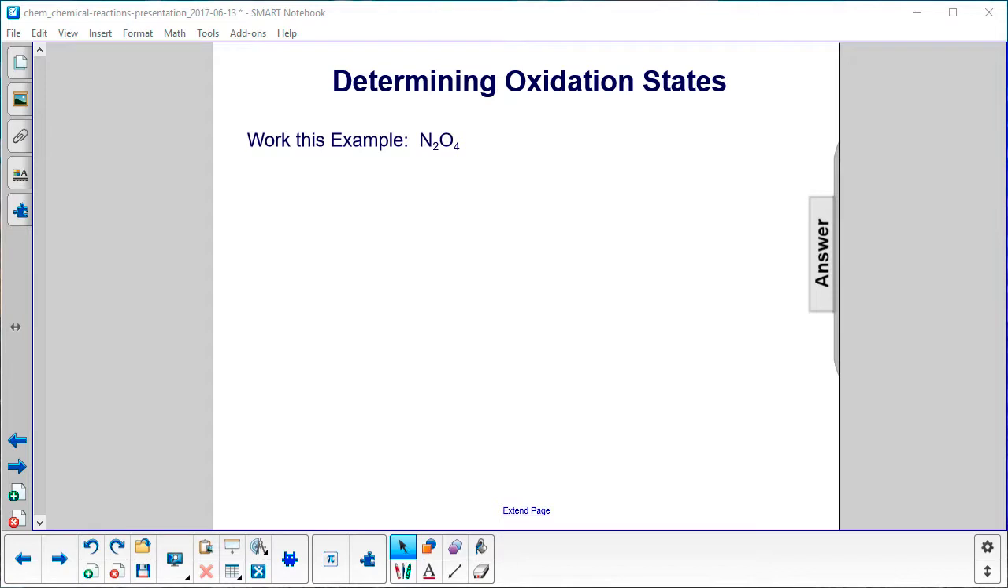Dinitrogen tetroxide. You can either remember how to name that by di for the 2 and tetra for the 4, or you can cheat and look it up on the web. So take a second to work this on your own, and then when you're ready, come back to this presentation here and we'll pull the answer tab out.